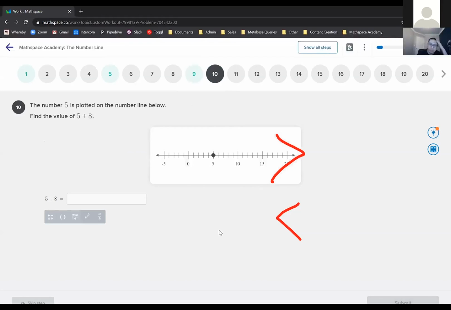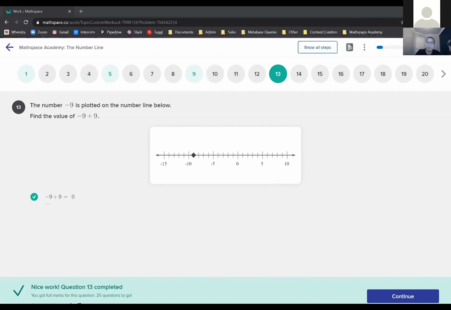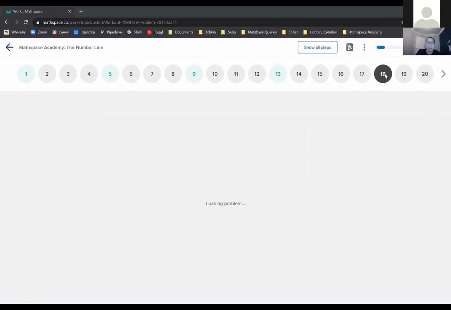Let me see if there's another one in here with inequalities. No, there isn't. I'm going to skip this one. This one's too easy. How do I get rid of this writing on my screen? Here we go. All right. What's negative 9 plus 9? When you have a positive and negative of exactly the same number, what does it always end up being? 0. Boom. All right, let's go ahead to the harder ones.